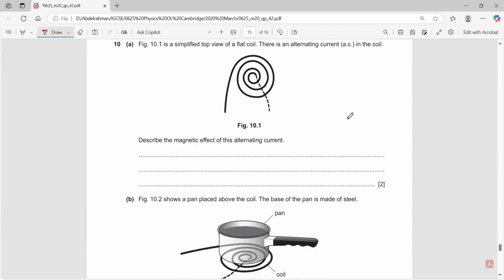Question 10. You have a simplified top view of a flat coil. There is an alternating current in the coil. Describe the magnetic field of this alternating current. Can I describe the magnetic field? Yes, I can. What would happen to this magnetic field? It would be an alternating magnetic field, right? An alternating magnetic field would be created around the wire, right? An alternating magnetic field.